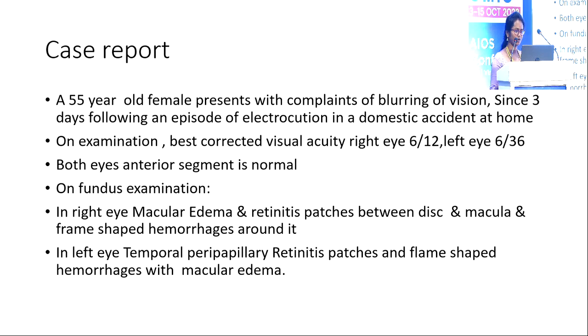Case report: a 55-year-old female presenting with a complaint of blurring of vision since 3 days following an episode of electrocution in a domestic accident at home. On examination, the best corrected visual acuity in the right eye was 6/12, and in the left eye was 6/36. Anterior segment was normal in both eyes.